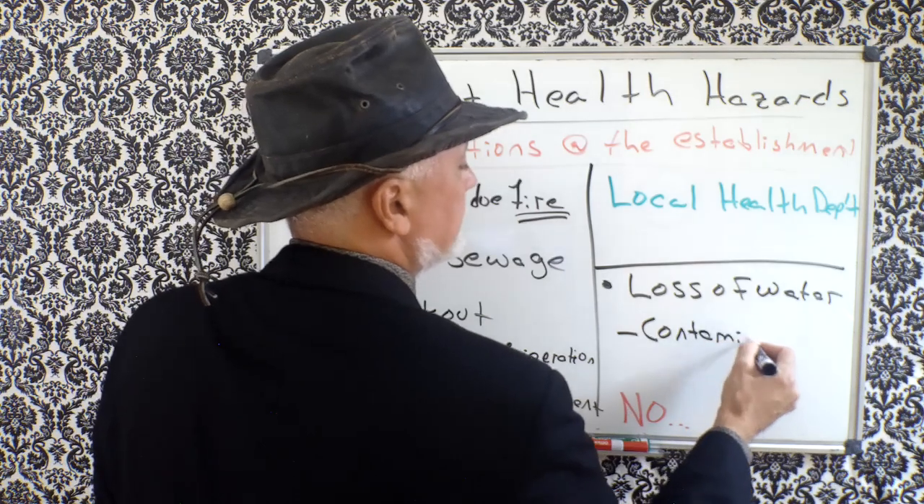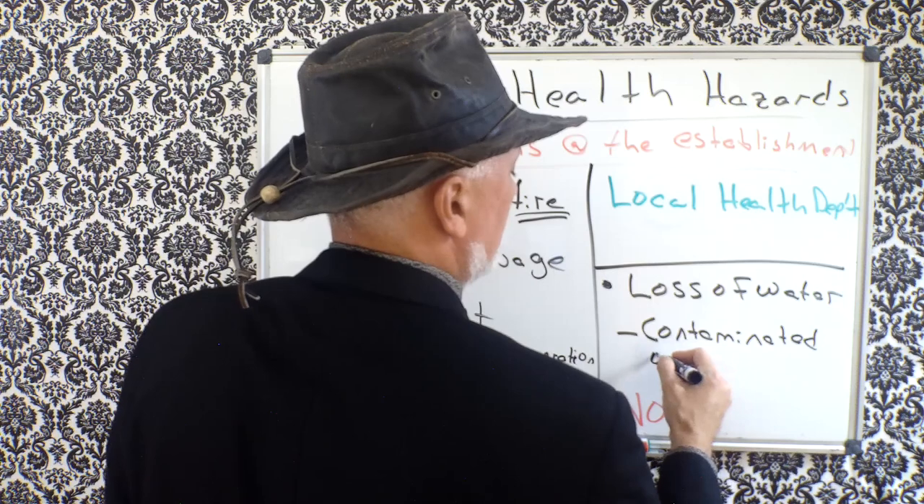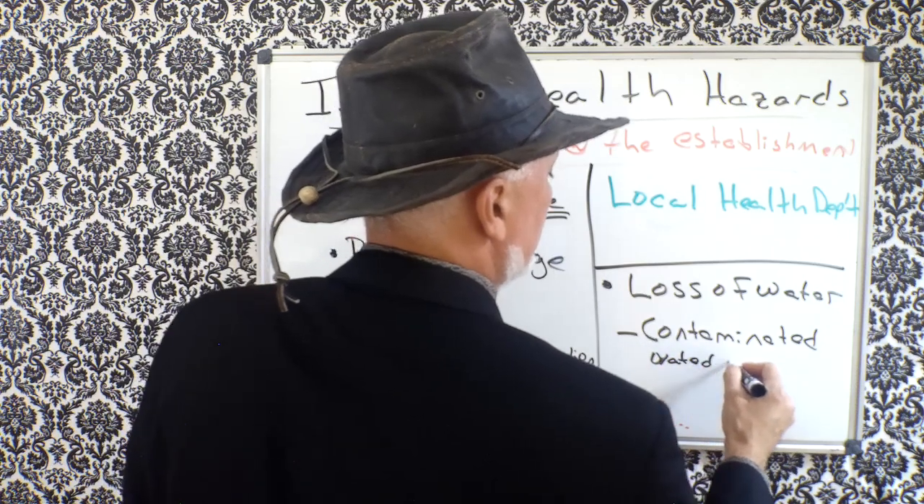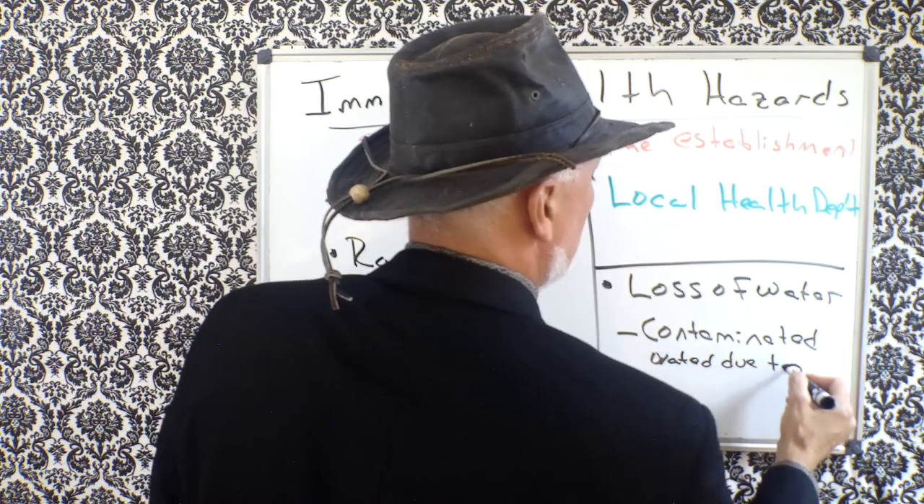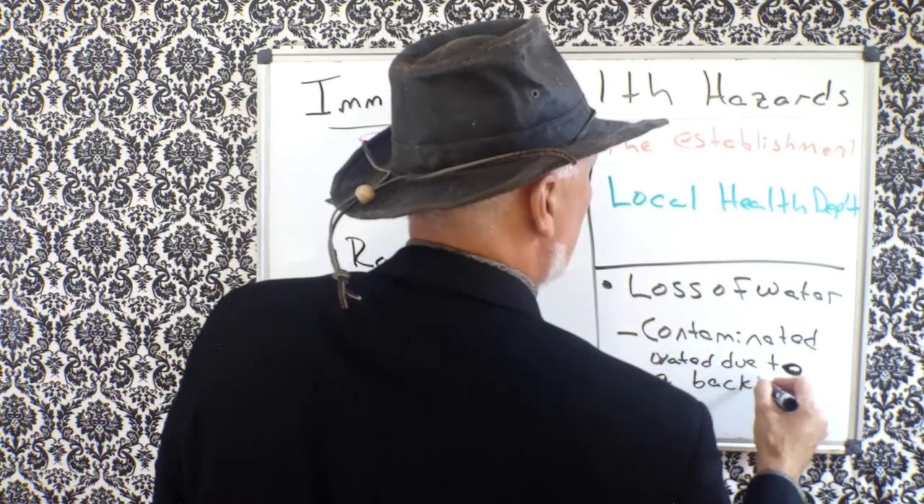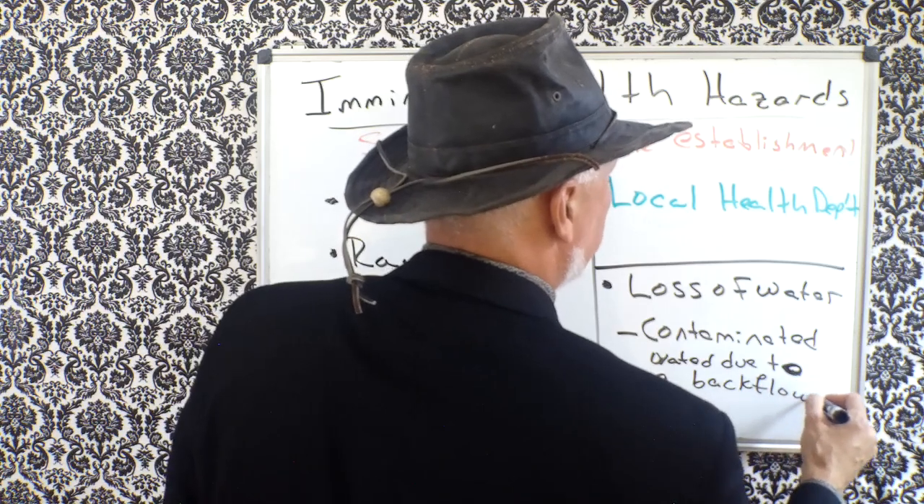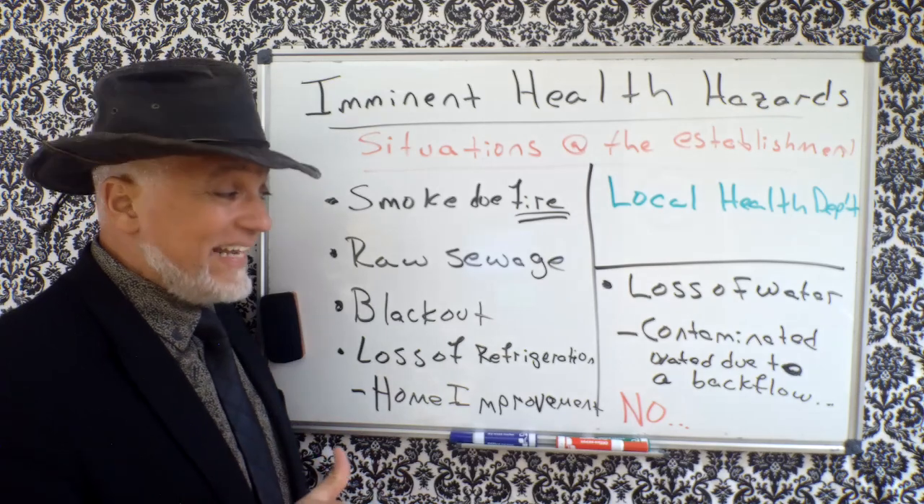contaminated water, right, due to a backflow. And we talked about backflow in another segment, right? So that's when you end up with a cross connection.